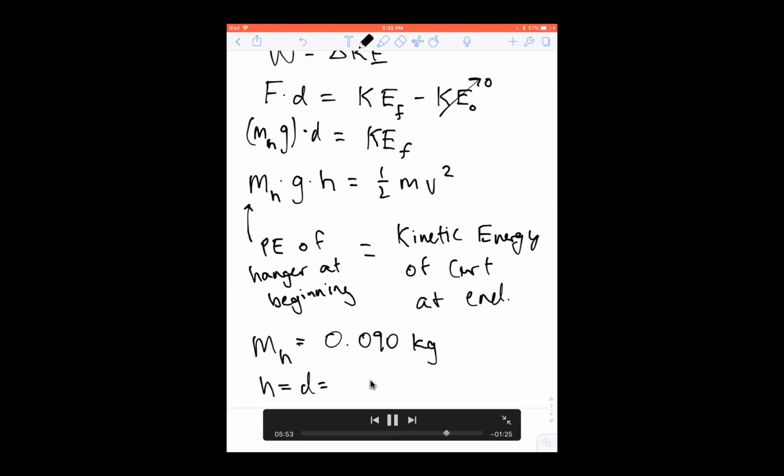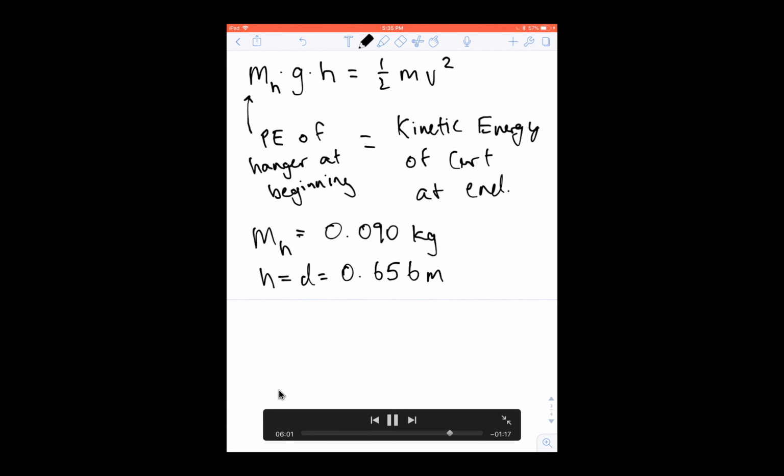The other piece of data that you need is that the hanging mass has a mass of 90 grams, or 0.09 kilograms. And, of course, since it falls a distance that's going to be equivalent to the distance the cart moves, it's going to be the same as the distance we had just a moment ago. So 0.656, which we got, again, from the graph.